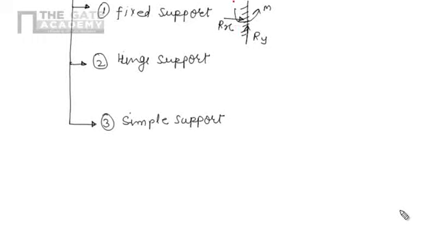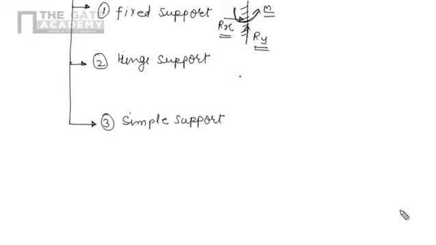In case of fixed support, we are restricting any motion in x direction, so there will be a reaction in x direction. We are restricting motion in the y direction, so there will be a reaction in y direction, and we are restricting any rotational movement, so there will be a moment reaction at the fixed support. So we can say that whatever motion we are restricting with the help of support, the same kind of reaction will develop at the support.